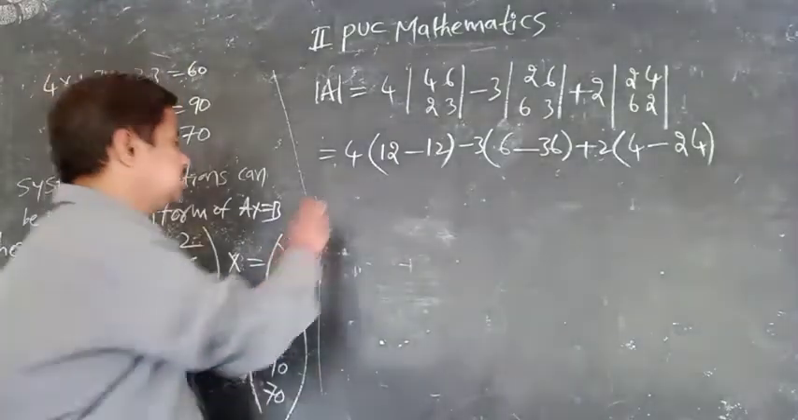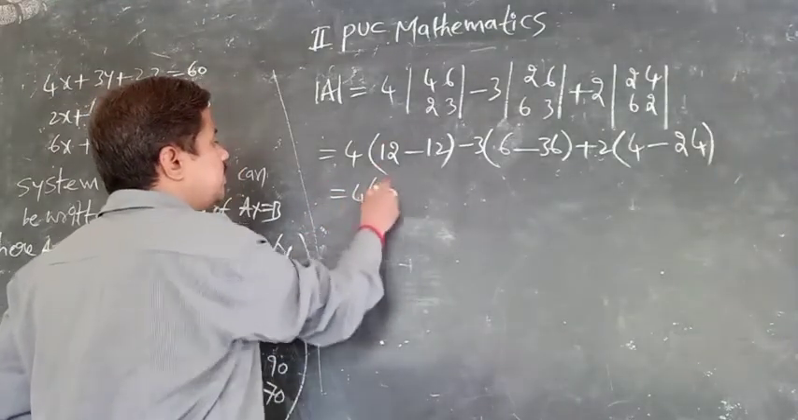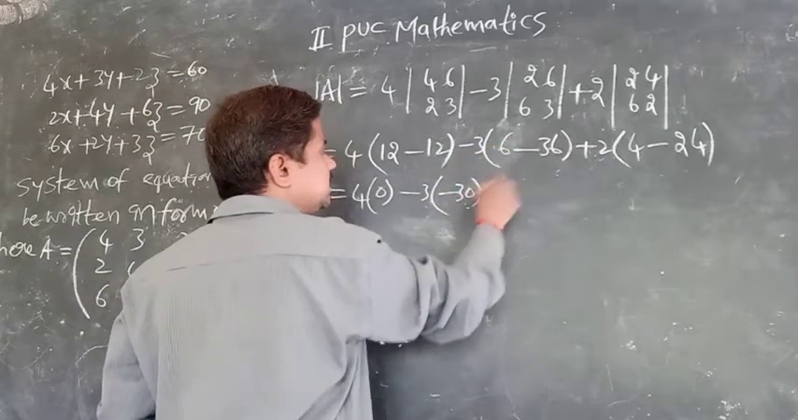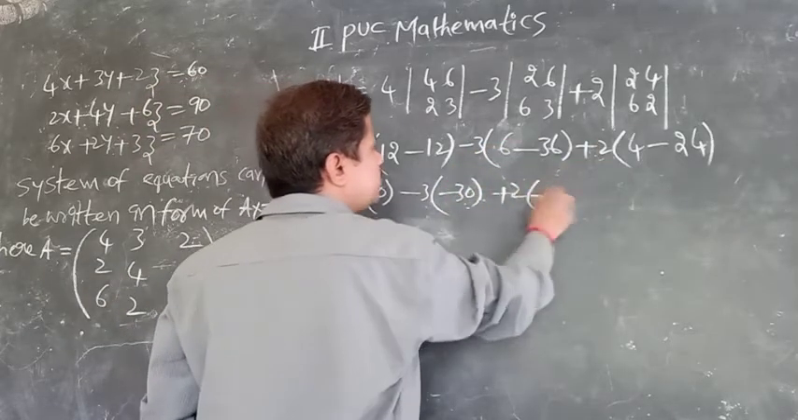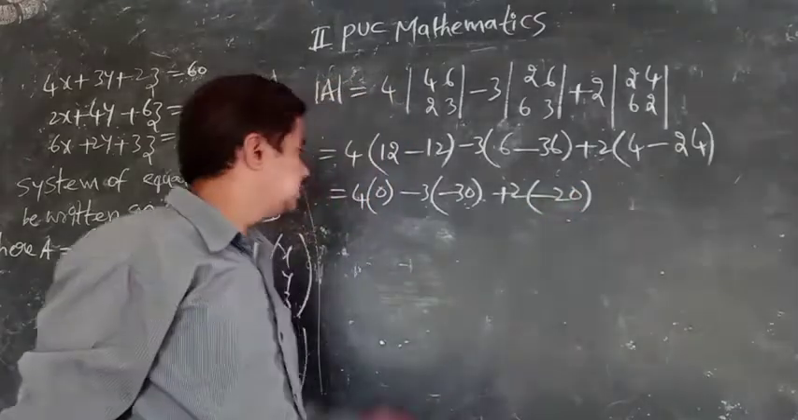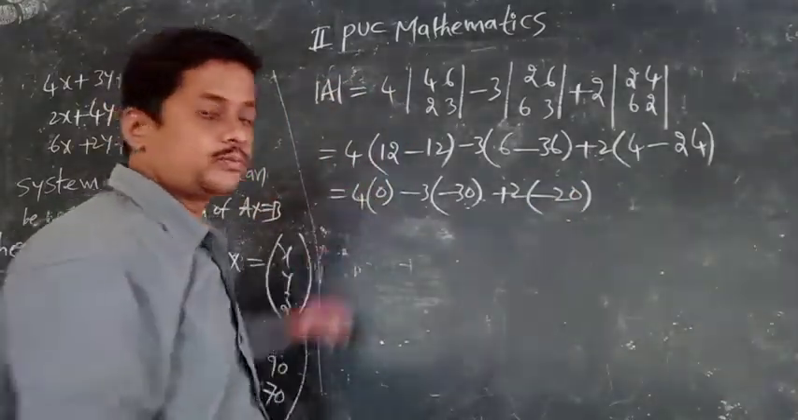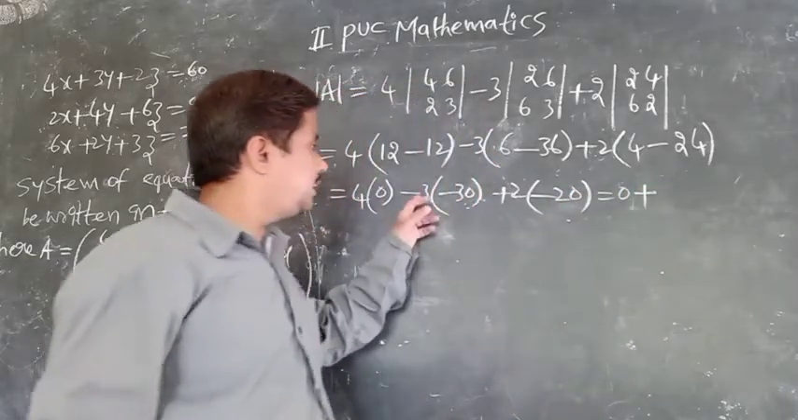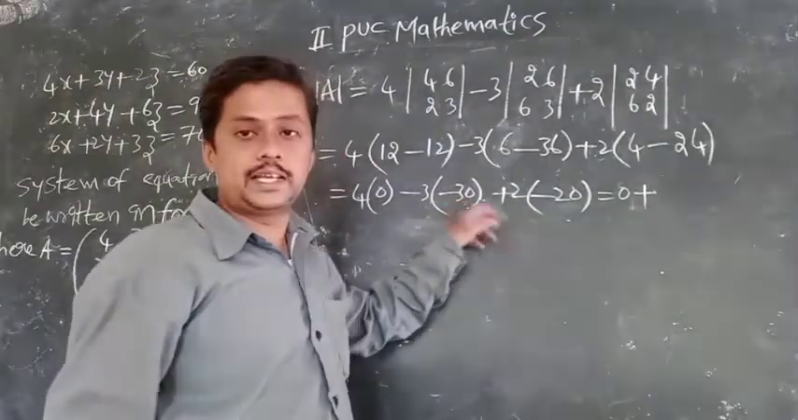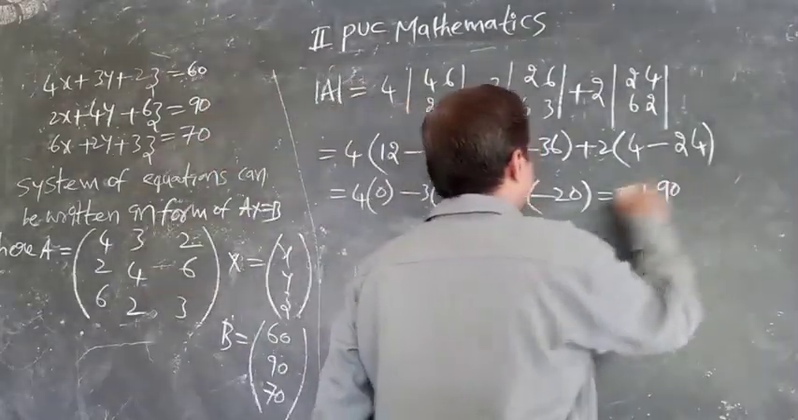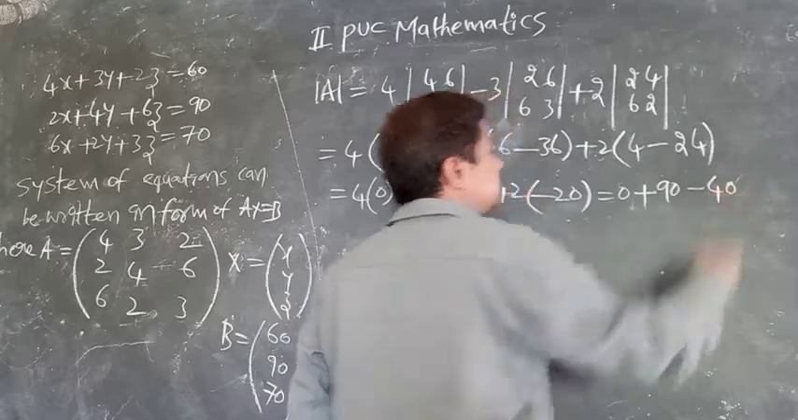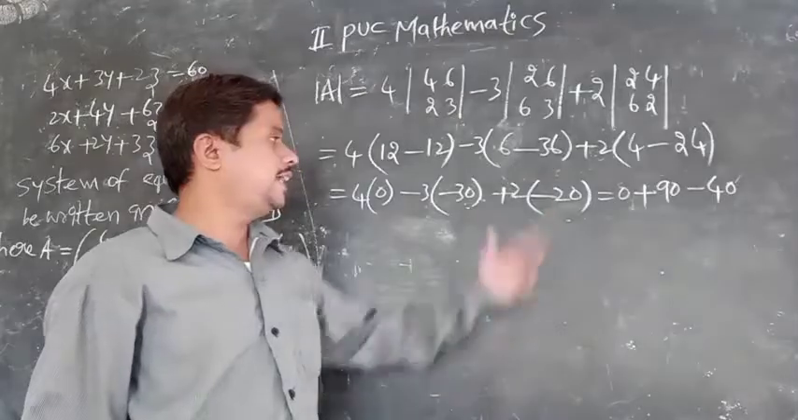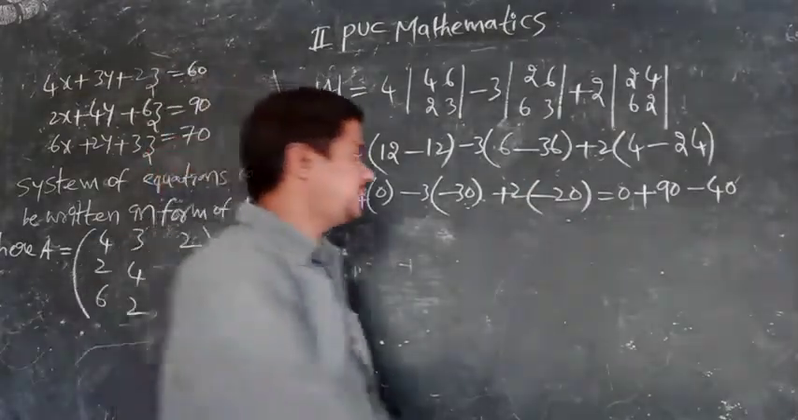So simplify it. 4 into (12 minus 12), minus 3 into (6 minus 36) is minus 3 into minus 30, plus 2 into (4 minus 24) is 2 into minus 20. So 4 into 0, then minus times minus becomes plus: 3 times 30 is 90. Then 2 into minus 20 is minus 40. 90 minus 40 is what? 90 minus 40 is equal to 50.